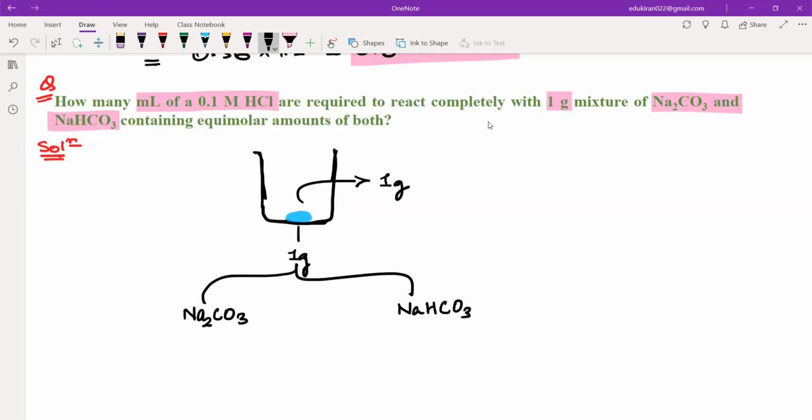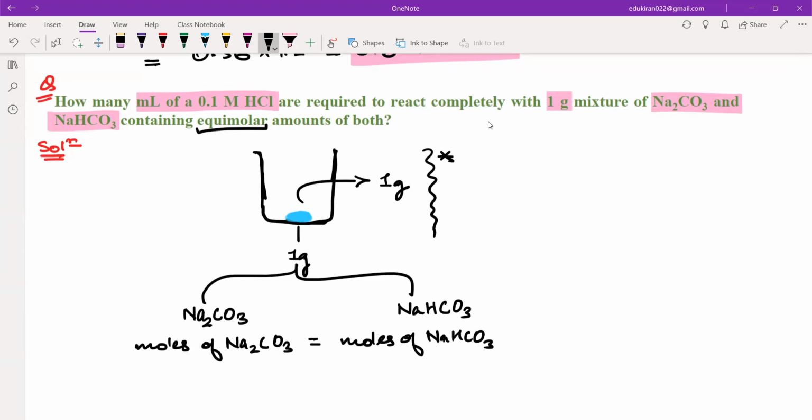Okay, listen very carefully. Now, Na2CO3 and NaHCO3, and they are saying containing equimolar amounts of both. Containing equimolar, that means the number of moles of Na2CO3 is equal to the number of moles of NaHCO3. It means moles of Na2CO3 is equal to moles of NaHCO3.